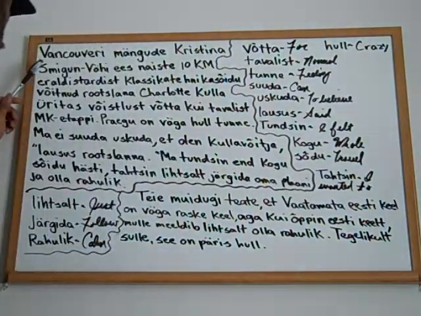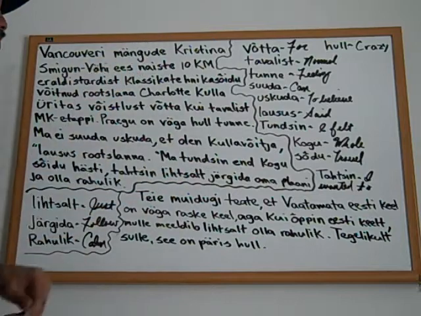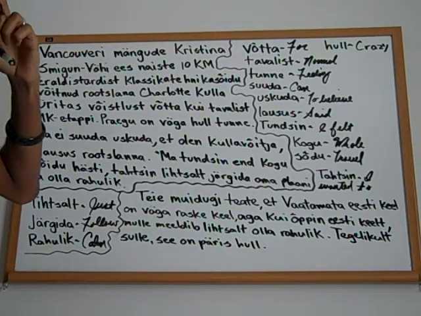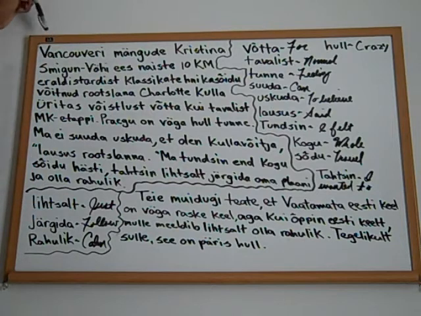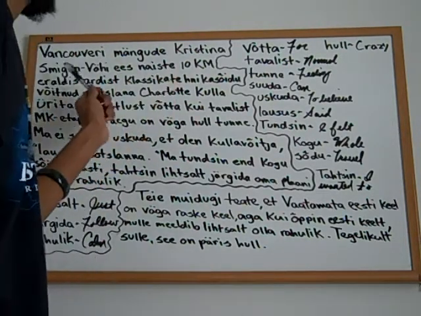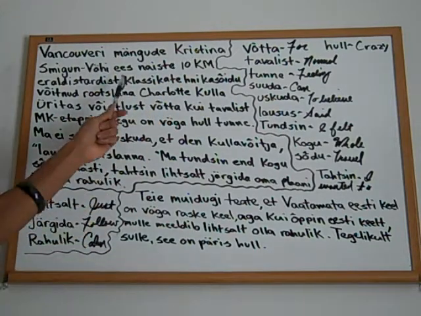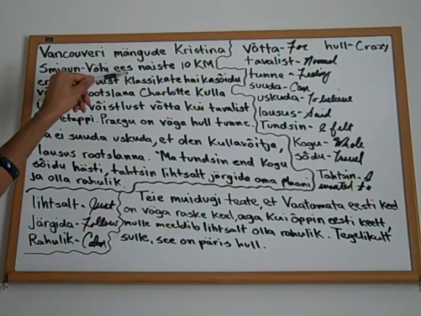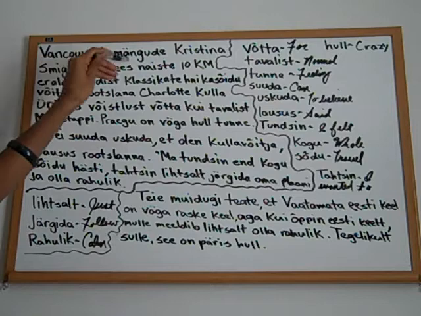As I said, this is from a newspaper. So let's see here. Okay, so we have: Vancouveri Mengude Christina Smigunvehi es naiste 10 kilometers. This is basically talking about the Olympics, because you know the Olympics are going on. This girl Christina is from Sweden, I believe. Yeah, she's Swedish. So it says you have the Vancouver Games, the Olympics.